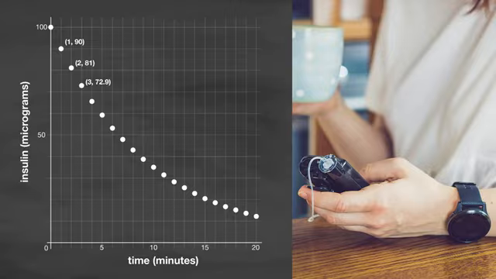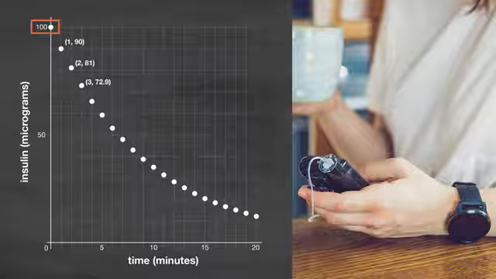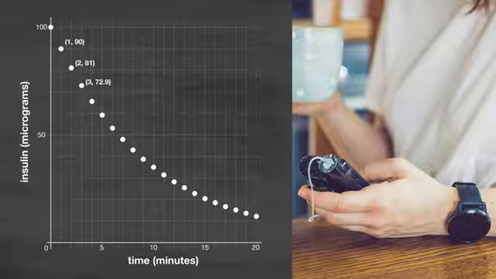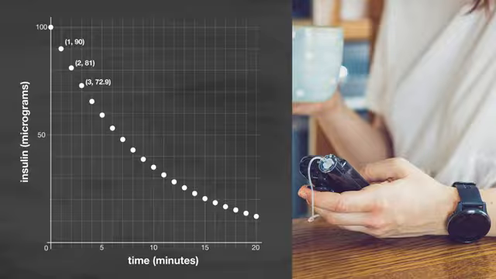A patient who is diabetic receives 100 micrograms of insulin. The graph shows the amount of insulin in micrograms remaining in his bloodstream over time in minutes. Scientists have found that the amount of insulin in a patient's body changes exponentially. How can you check if the graph supports the scientists' claim?